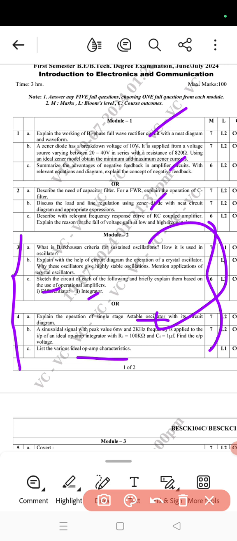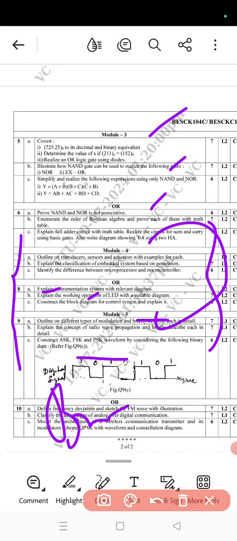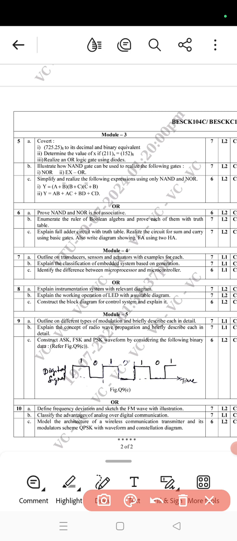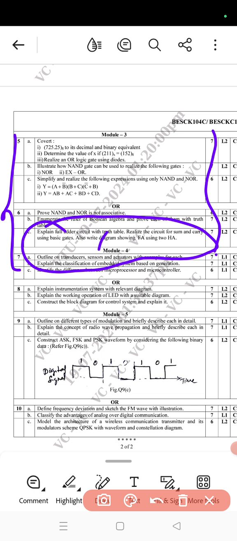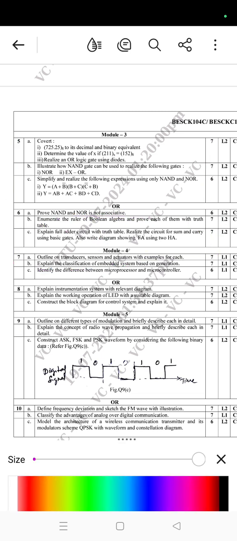Barkhausen criteria will come into the picture here. On oscillations, you should see the Barkhausen criteria as one more question. About fifth and sixth, again many students make mistakes here even though it looks very easy. In this you can choose fifth, sixth, about full adder. That is why I have given only one question in that module.